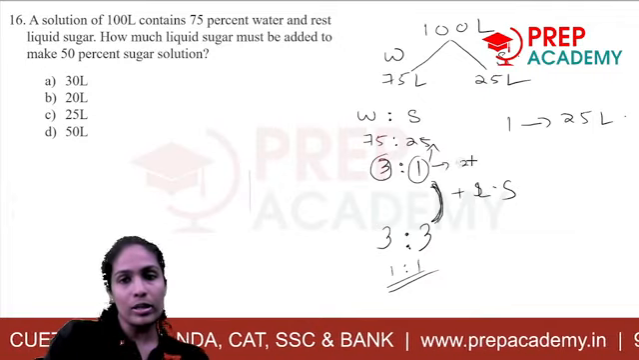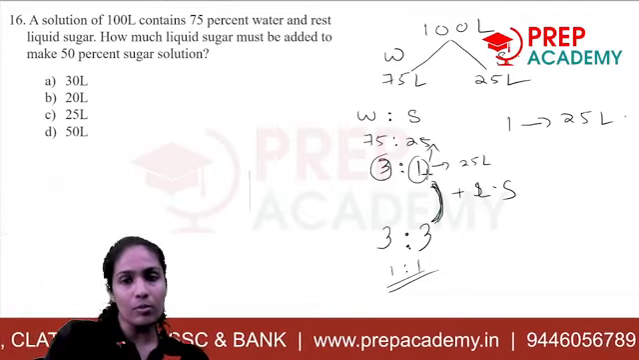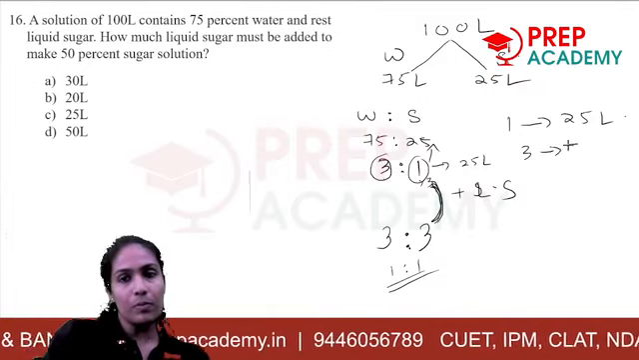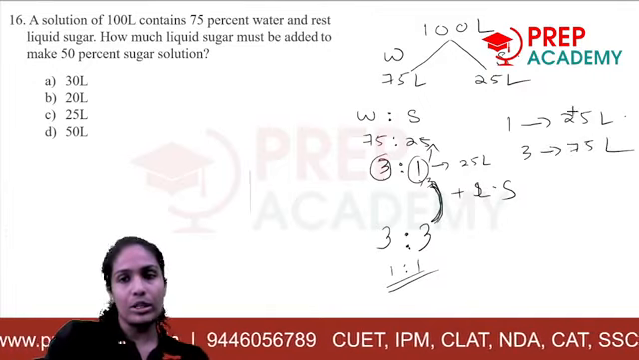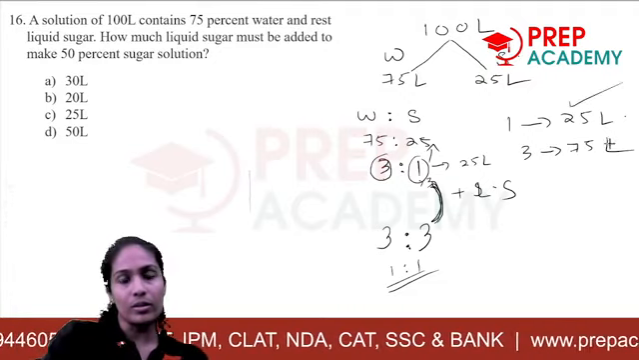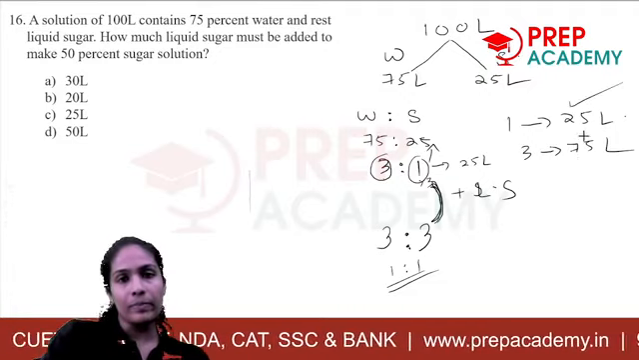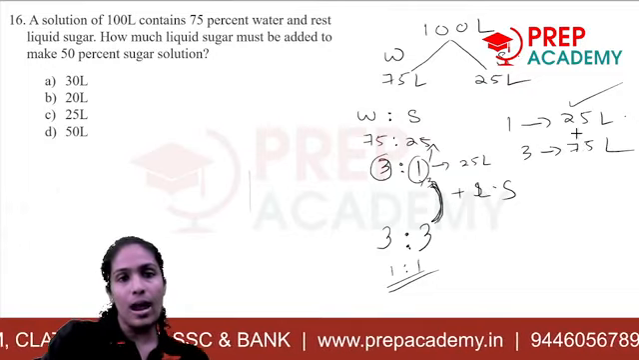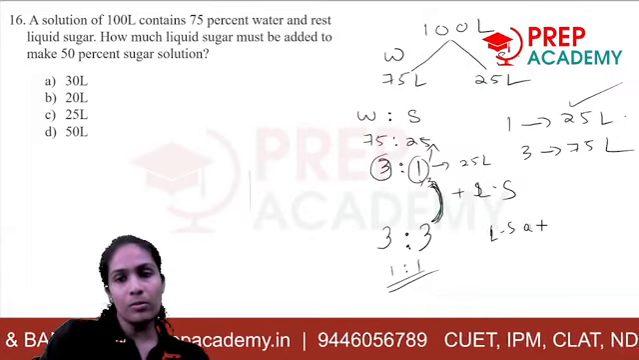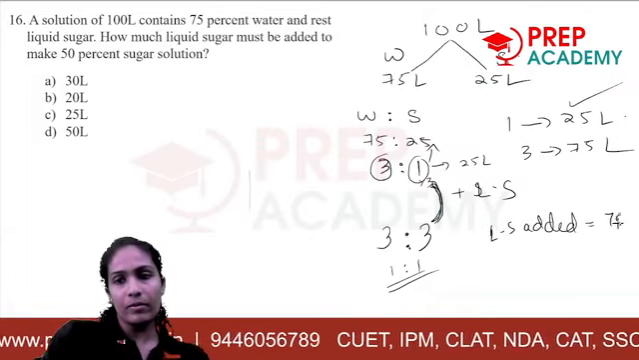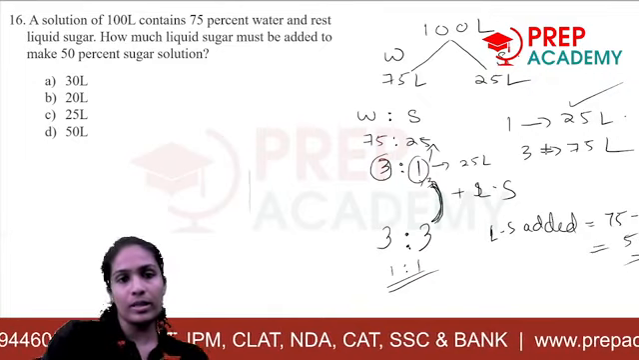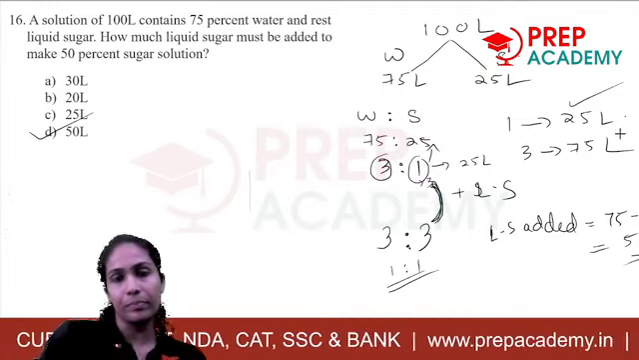1 corresponds to 25. You have to convert it into 3, that is, you have to multiply this with 3. So 3 corresponds to 75 liter. Initially this liquid sugar was 25 liter. Now it is 75 liter. So the liquid sugar added is equal to 75 minus 25, which is equal to 50 liter. The answer is option D, 50 liter.